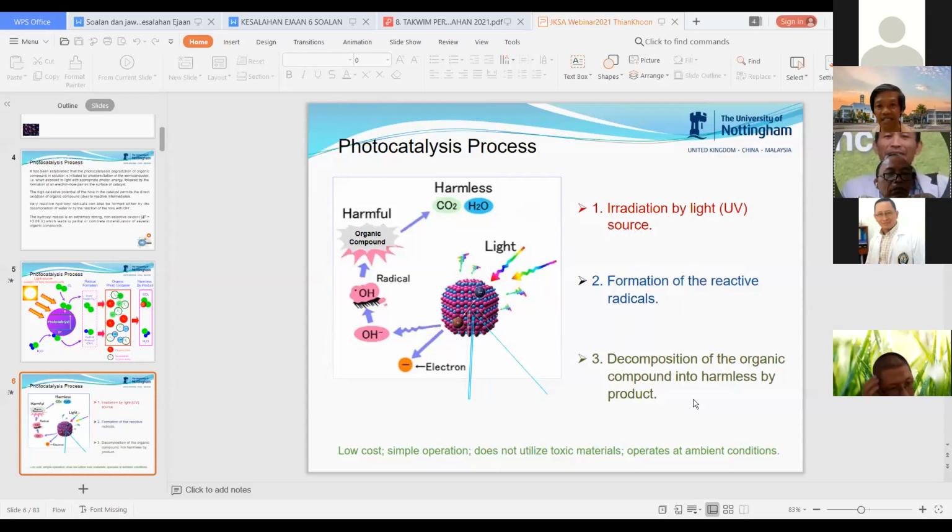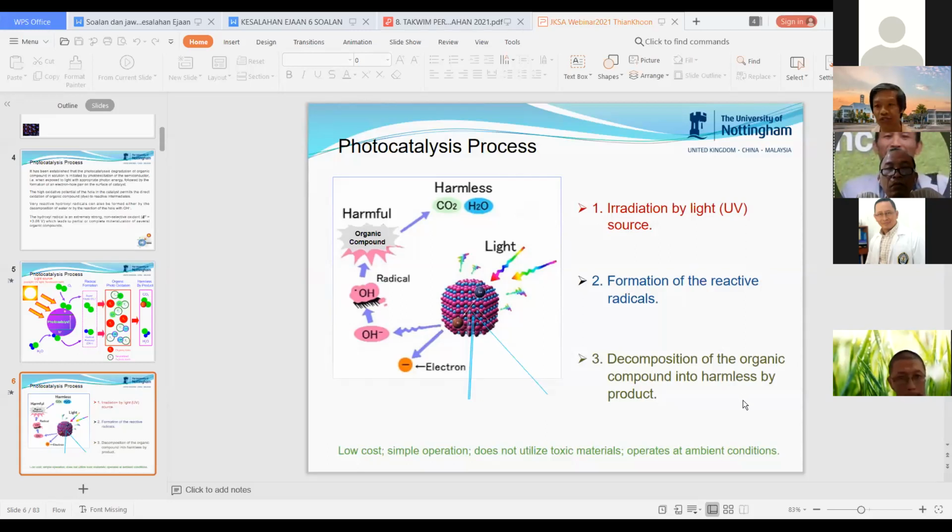So this system is very, very good. Why? Because it is not choosing any chemical or organic product. It will reduce any chemical. The operation is very simple and low cost, and it can also operate in ambient conditions, which is room temperature. So that is briefly what the photocatalysis process is about.